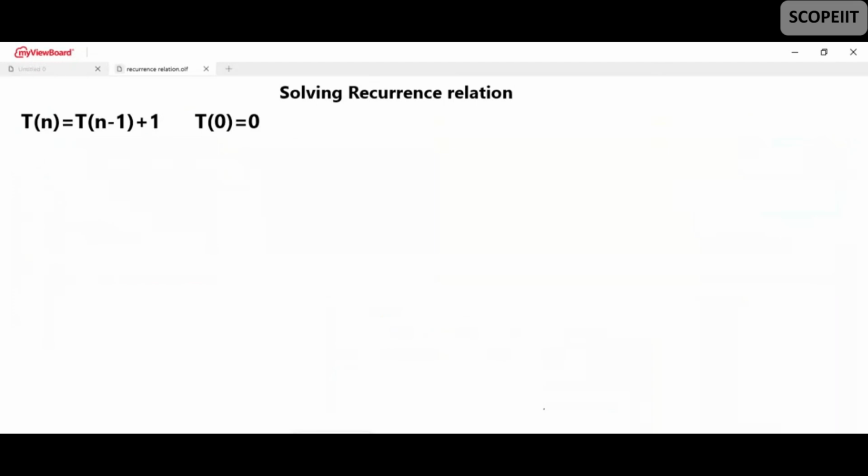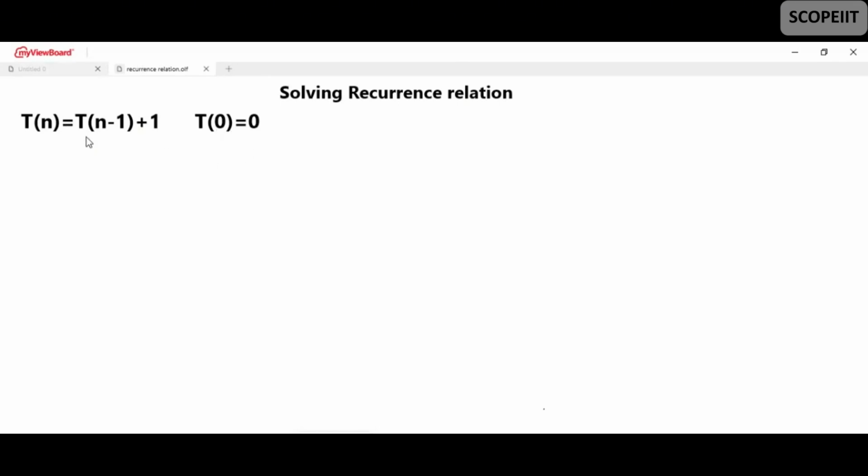Today we will discuss the topic solving recurrence relation. Now we'll see how we can solve the given recurrence relation. Here I have taken an example of a recurrence relation: T of n is equal to T of n minus 1 plus 1, and the initial condition they have given is T of 0 is equal to 0.